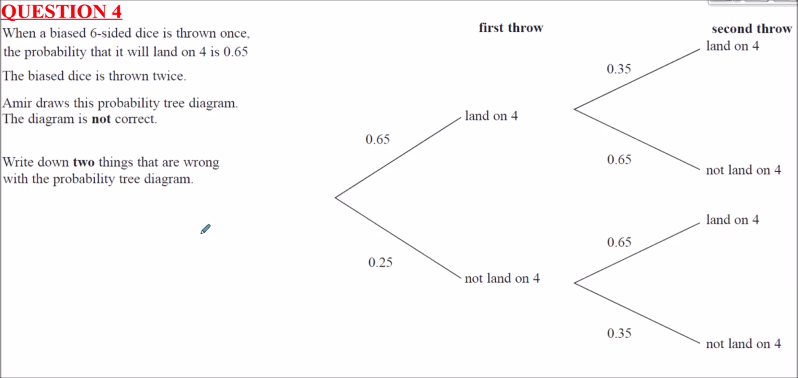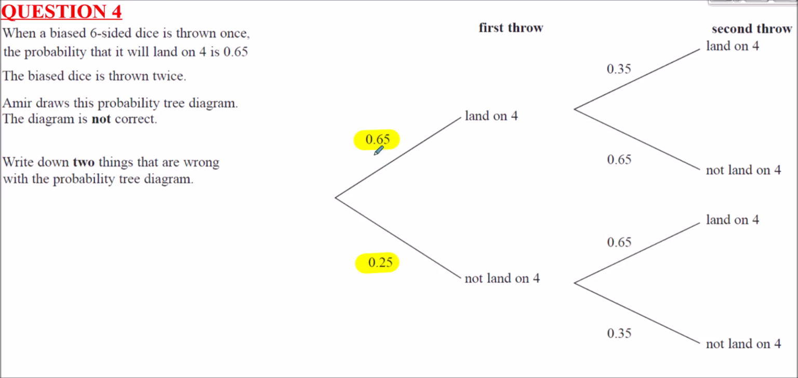Question 4. We've got a biased 6-sided dice which is thrown once, and the probability of it landing on a 4 is 0.65. This dice is thrown twice. Amir draws this probability tree diagram and it's not correct. So we need to spot two things that are wrong with the probability tree diagram and explain this to the examiner. So, step by step.